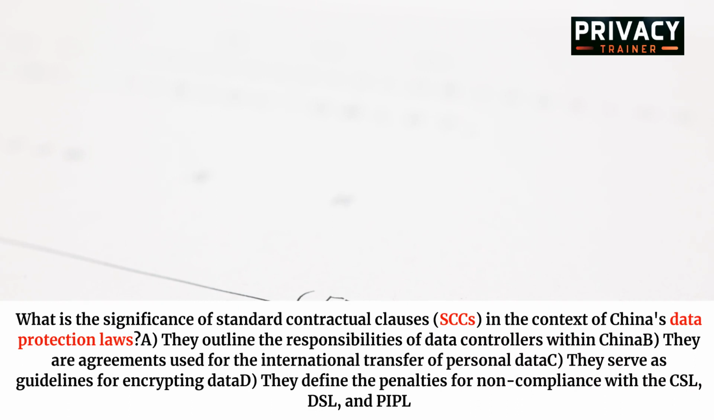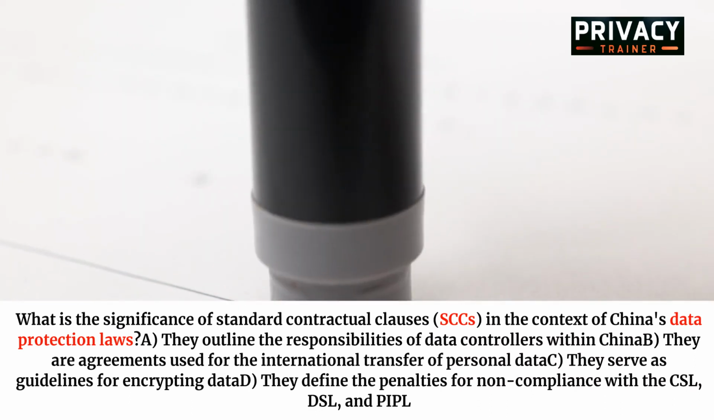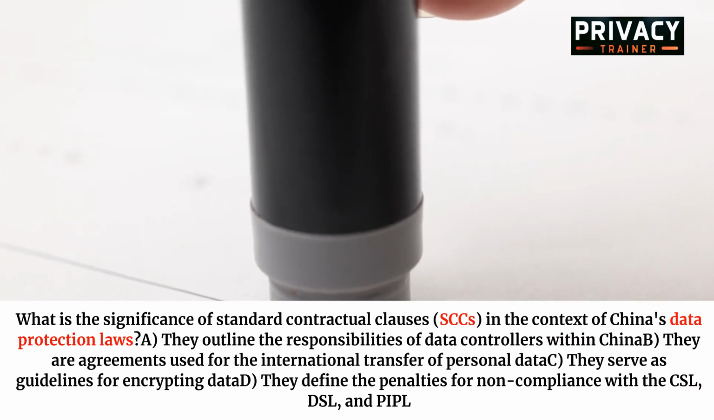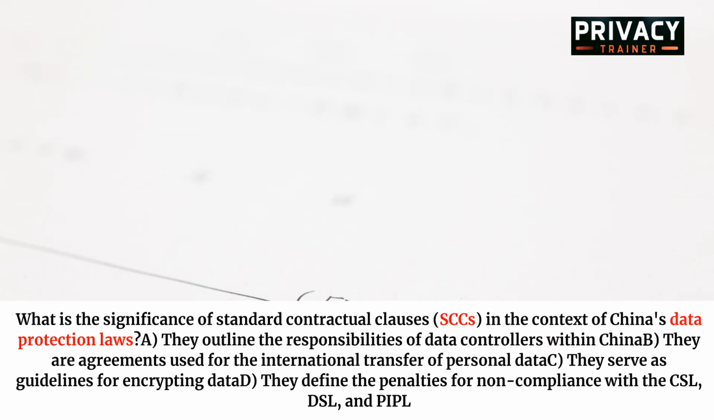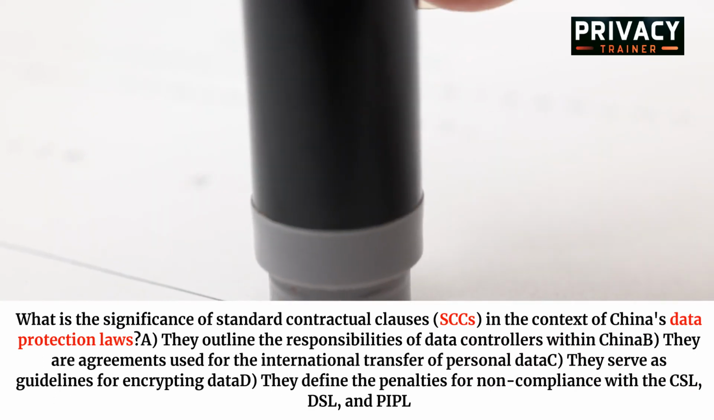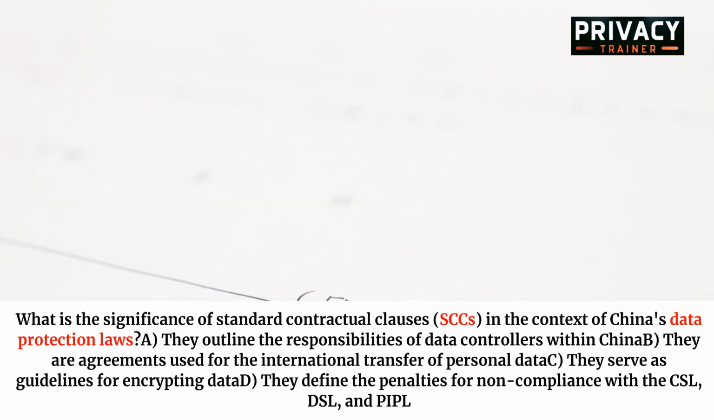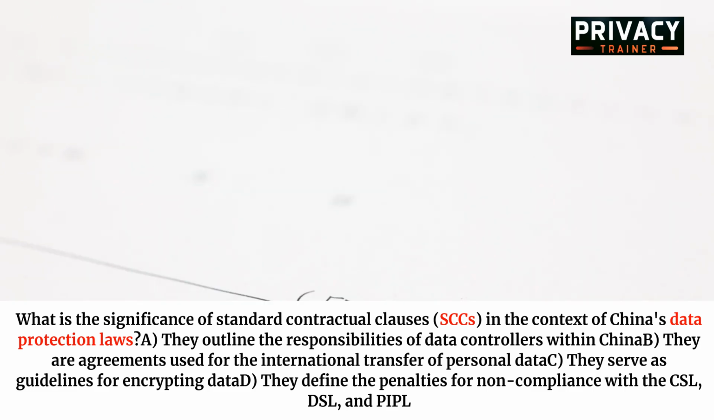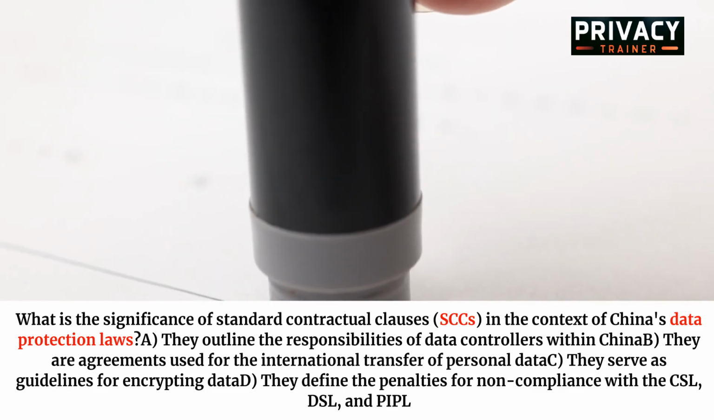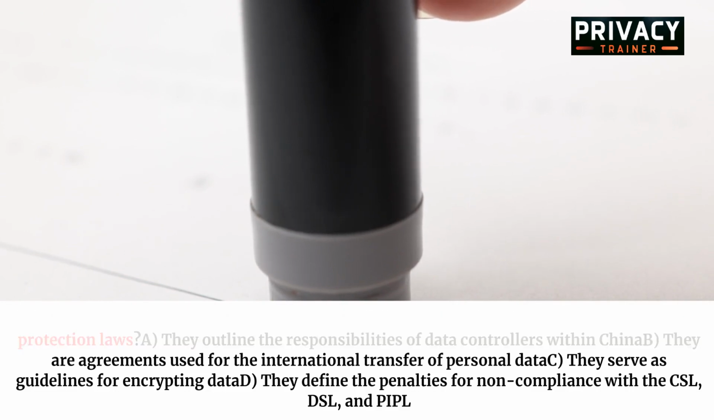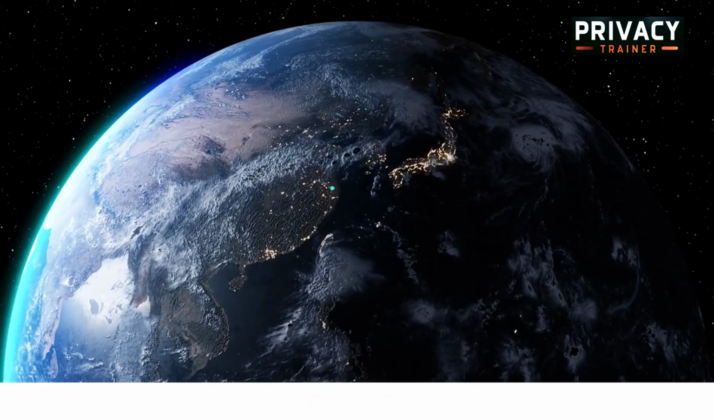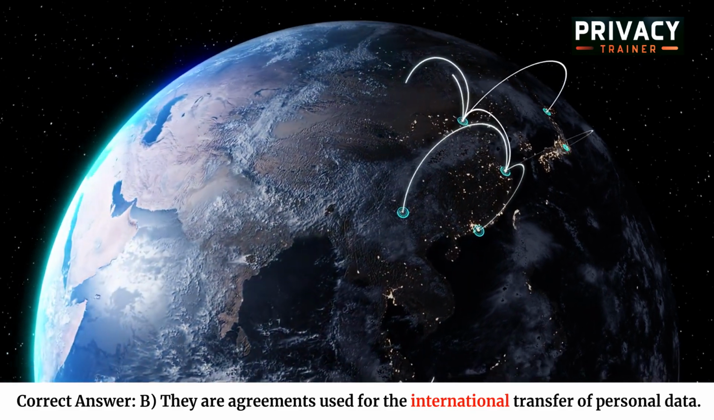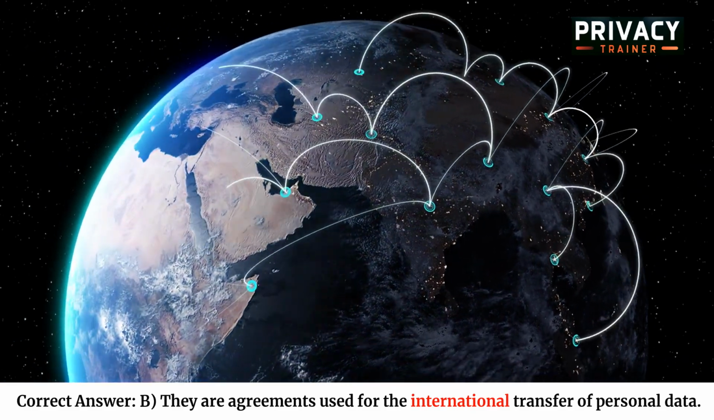What is the significance of standard contractual clauses, SCCs, in the context of China's data protection laws? A. They outline the responsibilities of data controllers within China. B. They are agreements used for the international transfer of personal data. C. They serve as guidelines for encrypting data. D. They define the penalties for non-compliance with the CSL, DSL and PIPL. Correct answer, B. They are agreements used for the international transfer of personal data.